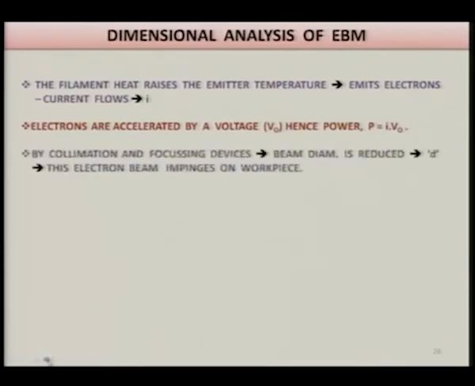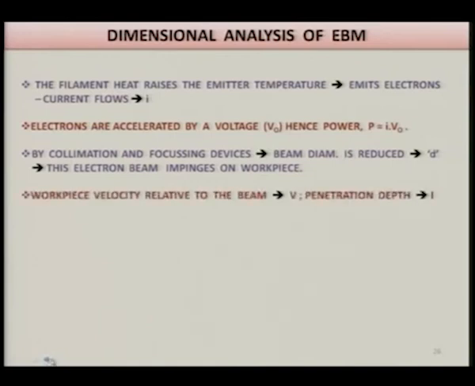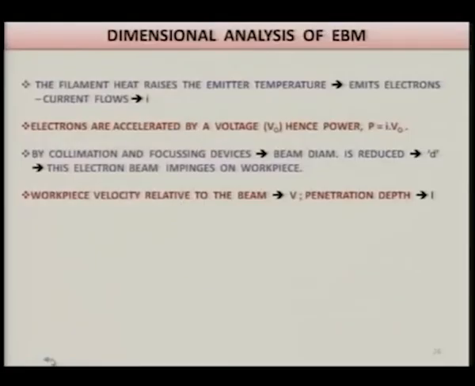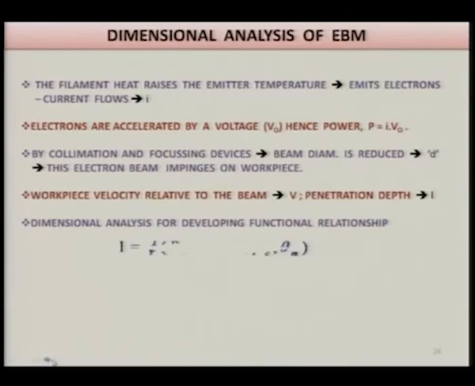By collimation and focusing devices that we have already seen while discussing the EBM system, the beam diameter is reduced to d, and this electron beam impinges on the workpiece wherever you want the feature to be created. Now the workpiece velocity relative to the beam is taken as V, and penetration depth is taken as L. Then for dimensional analysis, for developing a functional relationship between the different parameters and penetration depth, we proceed as follows.